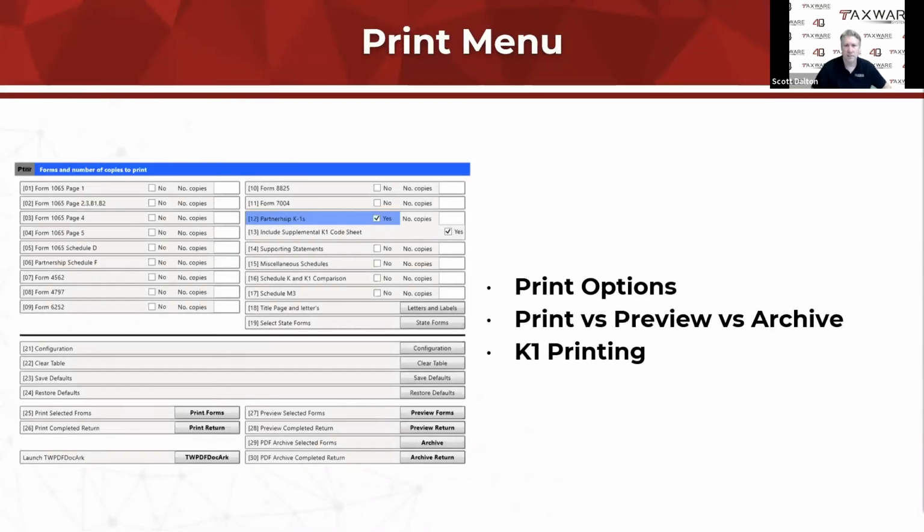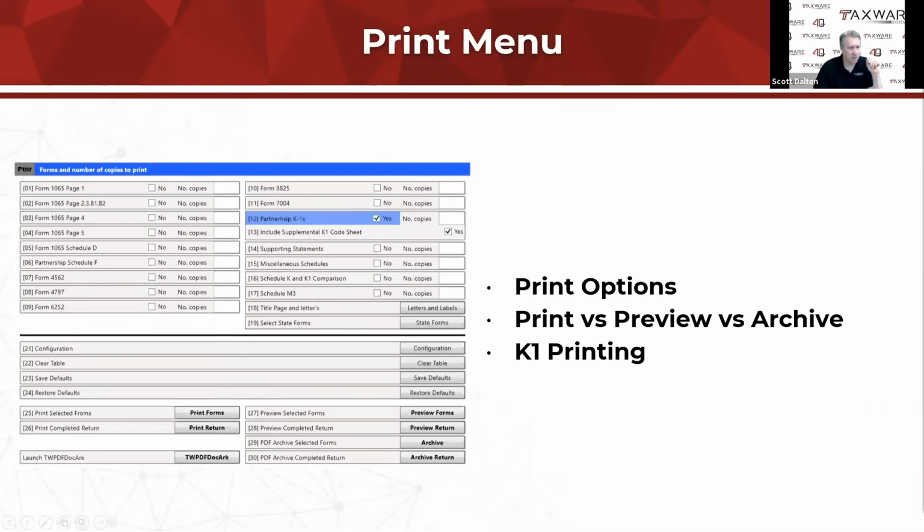Okay, so let's talk about print a little bit. New clients get a little bit intimidated by this screen because they see all these check boxes and all these numbers of copies. But really, this screen is kind of divided into two sections. The top section with all those check boxes and the number of copies is really if you want to preview a specific form. If you are previewing the completed return or just printing the completed return, you really don't need to mess too much with this top section.